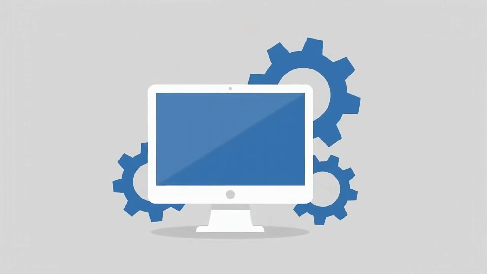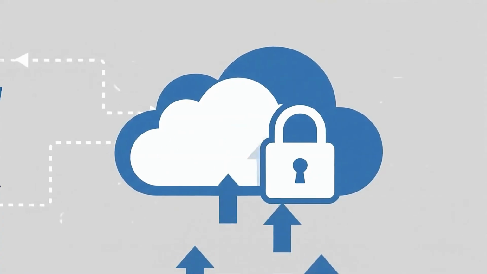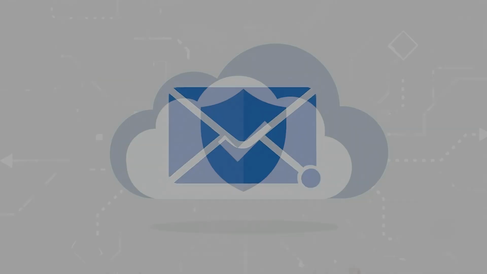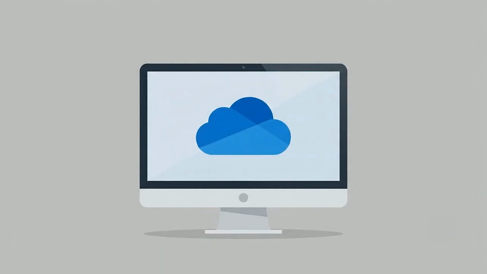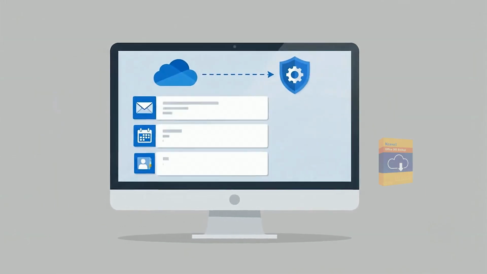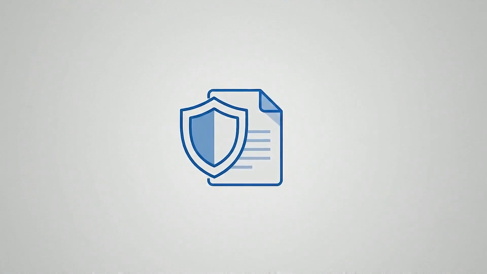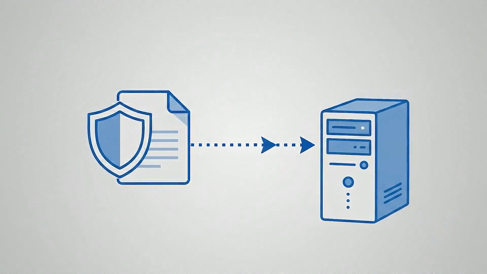Setting up a Microsoft 365 backup job for the first time can feel a little challenging if you are not sure where to start, which mailboxes to include, which format to save in, and how to make sure the job actually runs the way you expect. In this video, we'll show you how to create a Microsoft 365 backup job using Kernel Office 365 Backup Tool, so your data stays protected and easily recoverable whenever you need it.